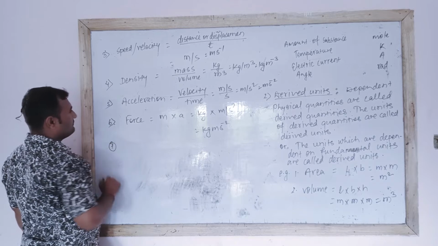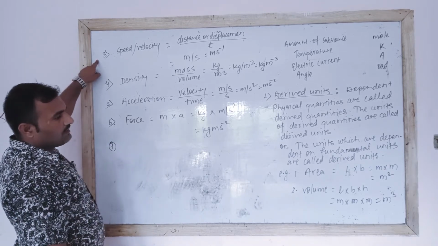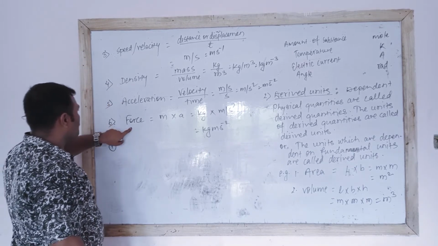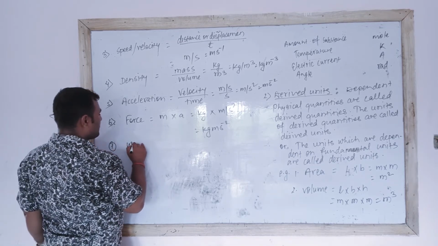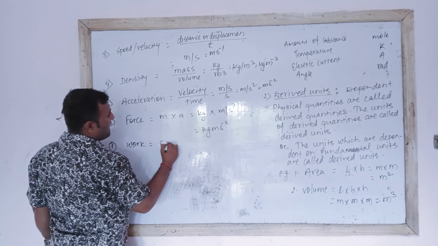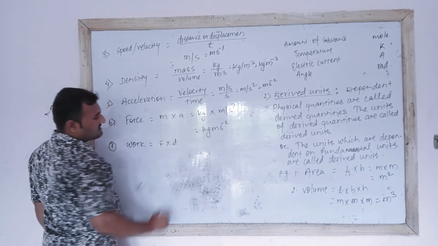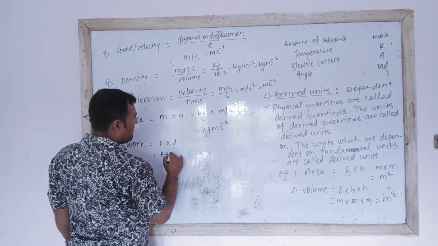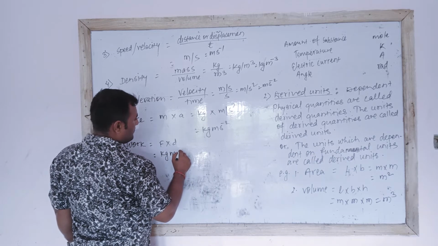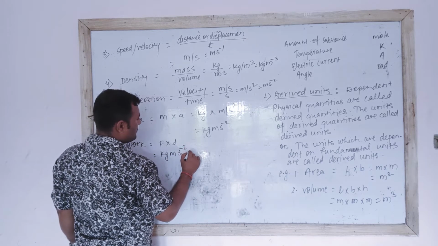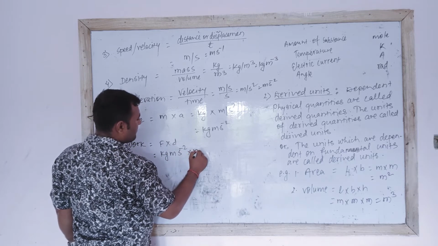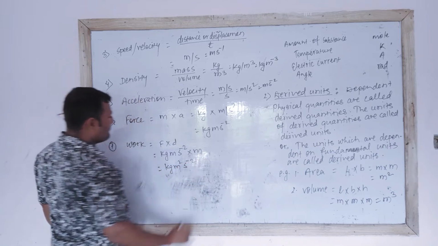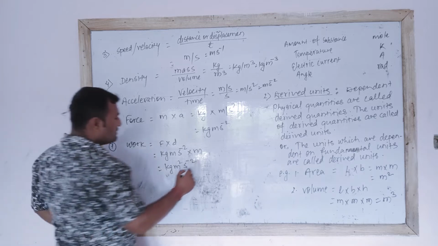After that, 7 number, work. Work is measured by F into D, distance or displacement. F we have already calculated as kilogram meter s inverse 2, and here we write kg meter square s inverse 2 as the basic unit for work, and it is also called joule.